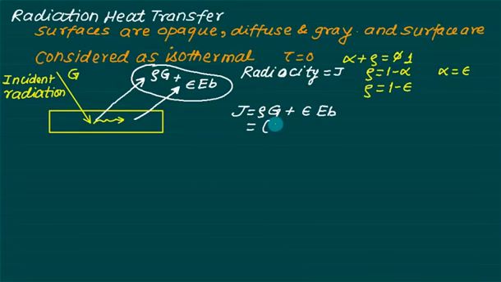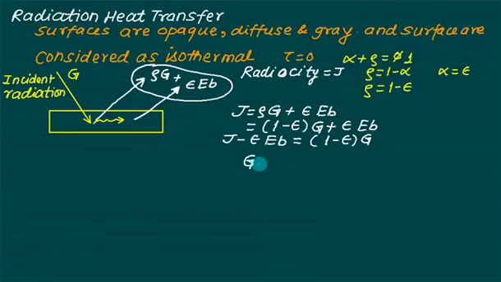So we have J equals rho times G plus epsilon multiplied by EB, the emissive power of the black body. But rho is the same as 1 minus epsilon, so J equals 1 minus epsilon multiplied by G plus epsilon multiplied by EB. From this equation we can find that J minus epsilon multiplied by EB is the same as 1 minus epsilon multiplied by G, that is irradiation. So we can solve for irradiation as G equals J minus epsilon into EB divided by 1 minus epsilon.